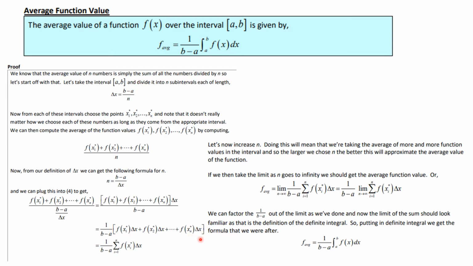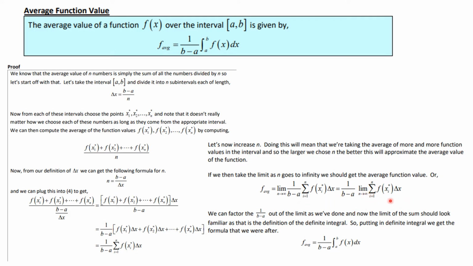this sum, and we recognize that at least this summation part is a Riemann sum. So what we're able to do then is take the limit of that. That's the average using this, but if I take the limit as n goes to infinity, what you see is that the b minus a is a constant, so I can pull it through the limit.